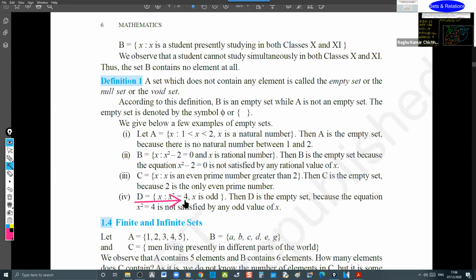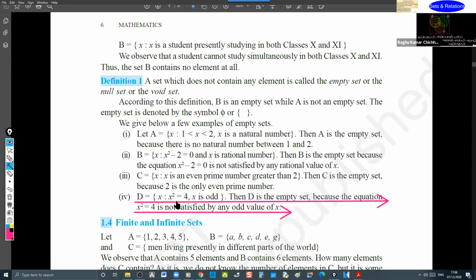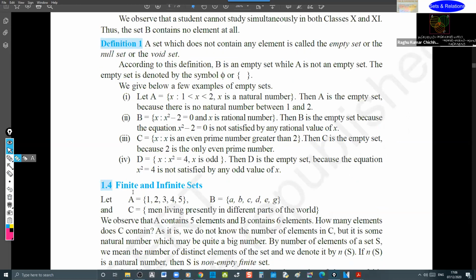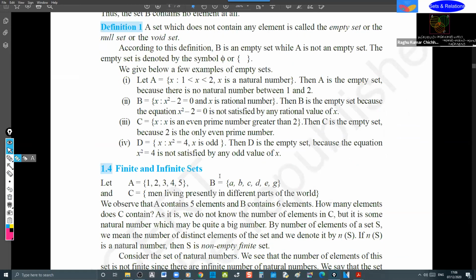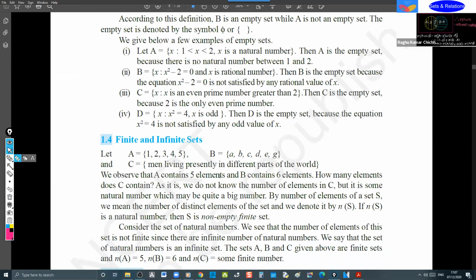Now, next one. D is equal to X such that X square is equal to 4, X is an odd number. X square is equal to 4 means X equal to plus or minus 2. So D is the empty set because the equation X square equal to 4 is not satisfied by any odd value of X. Plus or minus 2 is even, so no odd number is present, and hence it is an empty set. Like that, you can have a good number of examples. Even real life examples also you can have if you think.